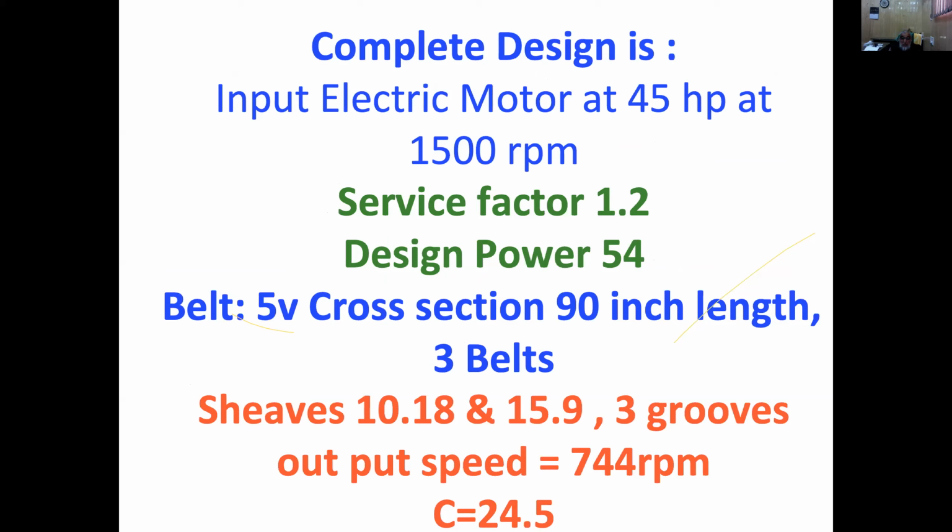Sheave diameters are 10.18 and 15.9, with 3 grooves. Output speed is 44 RPM. C is 24.5. This is your complete design of the belt. Okay. What you can do now is take this for the numericals on the belt, and you will just inform me if you have now understood, and if you have any question for today's lecture, you can ask me the question.